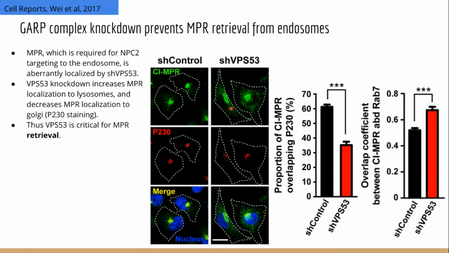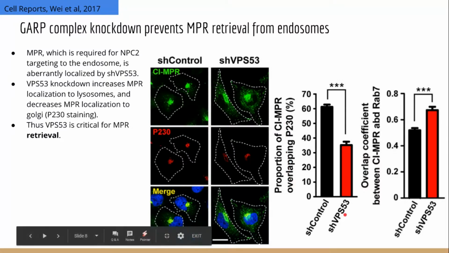The next question is, how does the GARP complex mediate NPC2 sorting? Well, since NPC2 sorting requires the mannose 6-phosphate receptor, MPR, they looked into MPR localization. They found that when the GARP complex was knocked down, the MPR protein was not localizing properly to the trans-Golgi network. And instead, the MPR protein was localizing to Rab7 positive vesicles, which are the lysosomes.